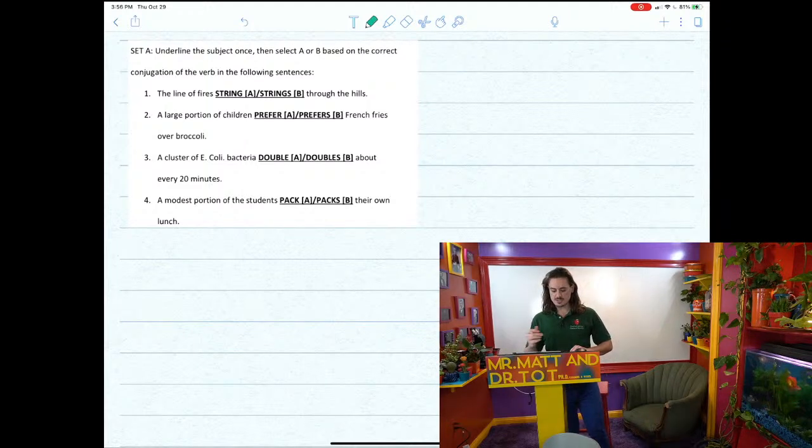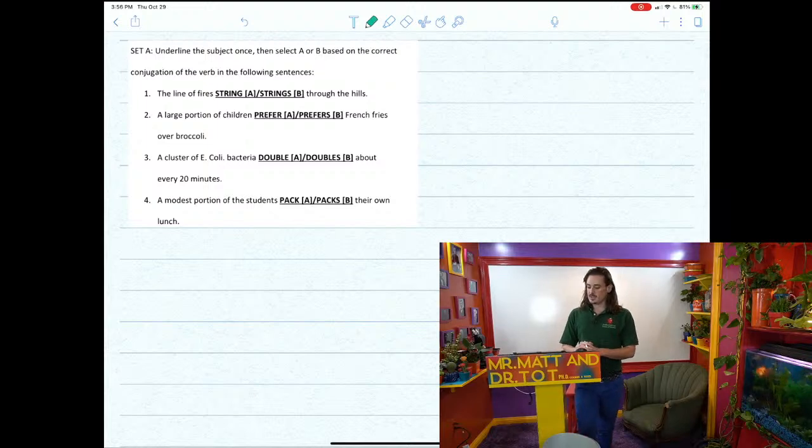Okay, so let's look at these four. Number one, the line of fires string or strings through the hills. So we're not indicating a portion, it's one line made up of many fires. So the subject here is line. Line is singular, so we need a singular verb. Remember, singular nouns usually do not end in S, so singular verbs usually do end in S. So we want the singular verb strings. The line of fires strings through the hills.